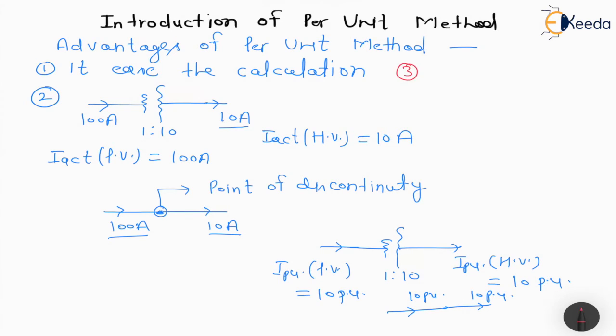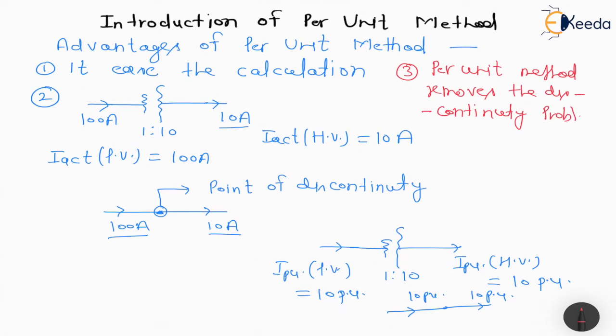So I am writing here, the third point is: the per unit method removes the discontinuity problem imposed by the transformer. We will take a single transformer and deal with this concept separately.